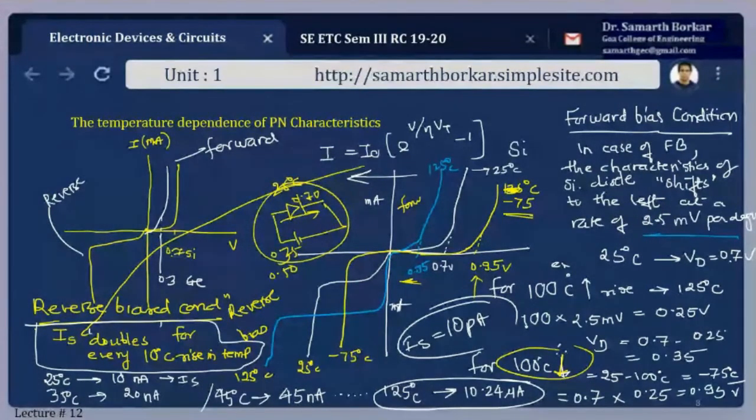Now, there are 2 points here. One is the barrier potential and the second one is the cut-in voltage. Barrier potential, VBI, and there is something called the cut-in voltage, and this is the barrier. This is important to understand.